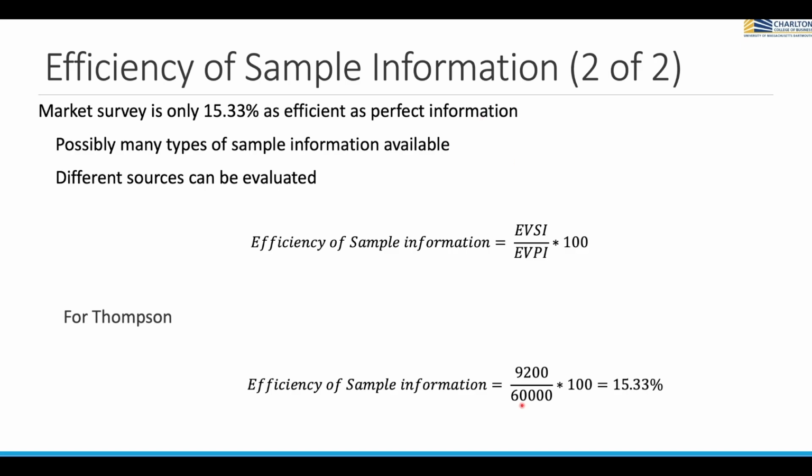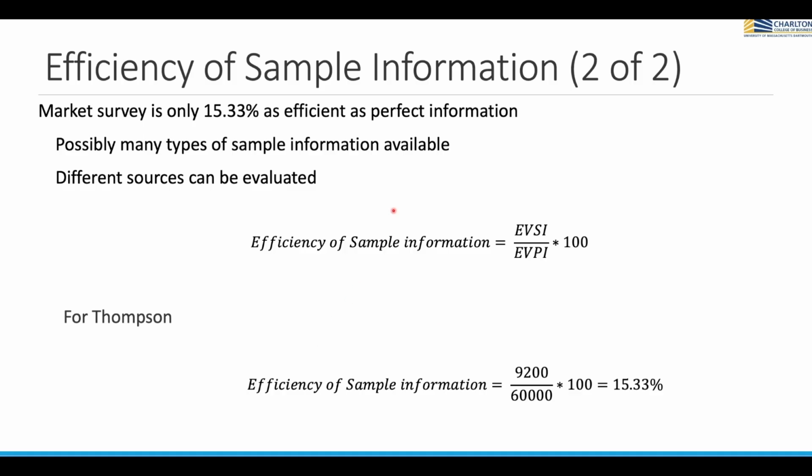So if we have a wizard who can give us perfect information about the future, we can get a $60,000 benefit. But through the survey, which is from a sample, not from the whole population, and it's not the total fact, we can only get a 9,200 benefit, which is 15% of the perfect information. That's basically how efficient the survey is in giving us information about the future so we can make better decisions.